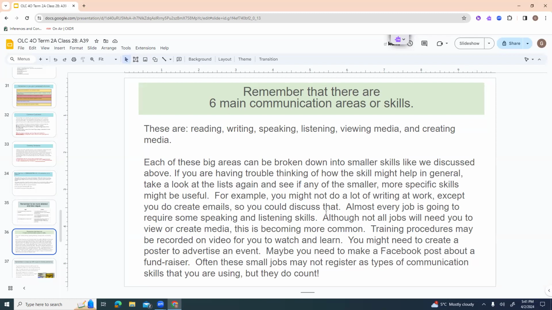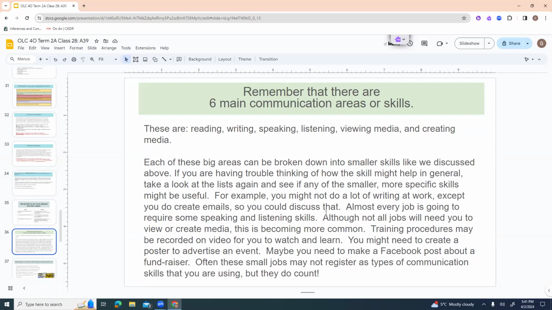Okay. Each of these big areas of communication can be broken down into smaller skills, like we discussed in my earlier slides. If you're having trouble thinking of how the skill might help in general, take a look at those lists again that we've talked about and see if any of the smaller, more specific skills might be useful. So, for example, you might not do a lot of writing at work, except you do create emails, so you could discuss how writing helps you write good emails. Almost every job is going to require some speaking and listening skills, right? Unless you're, I don't know, working as a lighthouse worker all by yourself with no one else around.